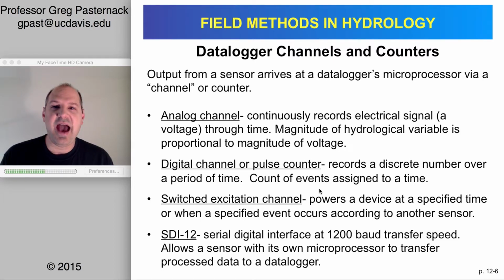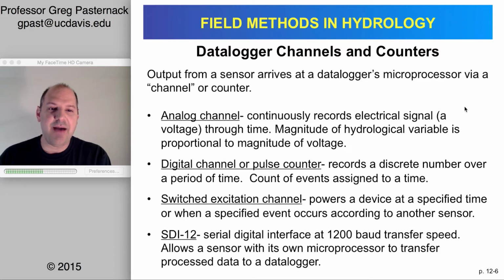Data loggers have what we call channels and counters. These are the features that record the information that you're getting from the sensors. And they come in different flavors. I'm highlighting 4 different flavors here.